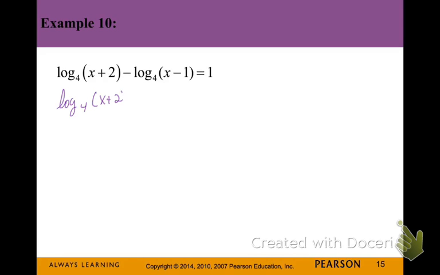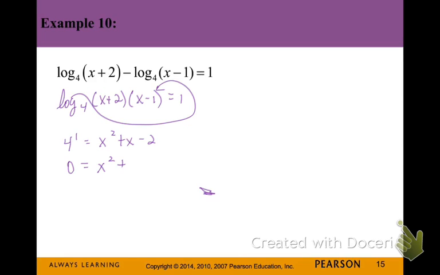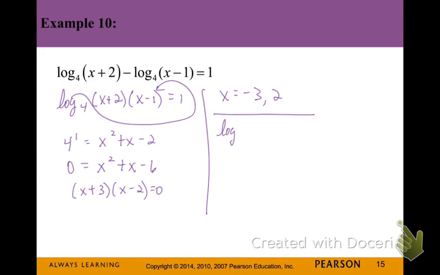So let's multiply those log values and then switch to exponential form. So 4 to the first power equals, and let's multiply x squared plus x minus 2. Subtract your 4 over, and then let's factor. So x plus 3 times x minus 2 equals 0. So our two potential answers are negative 3 and positive 2.